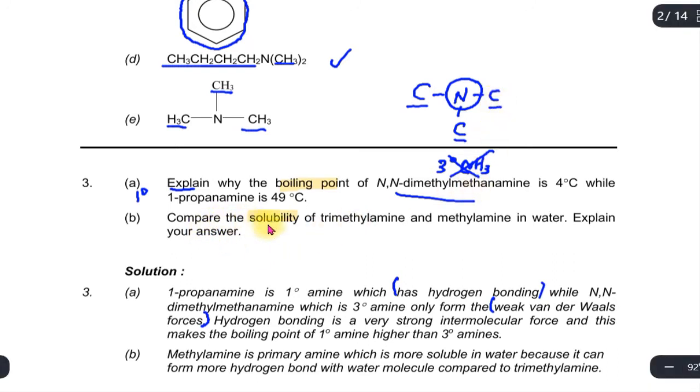Okay, and then compare the solubility. Trimethylamine is actually the same as dimethylamine and methylamine. This one has 3 alkyl groups.